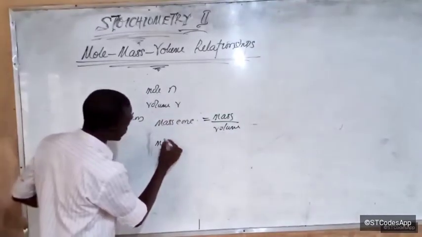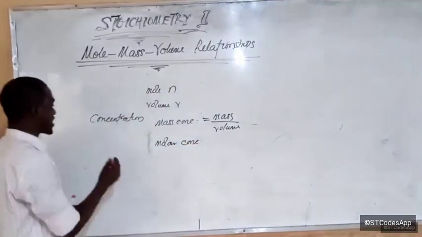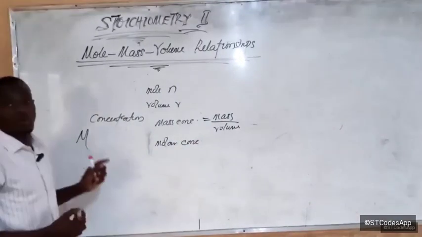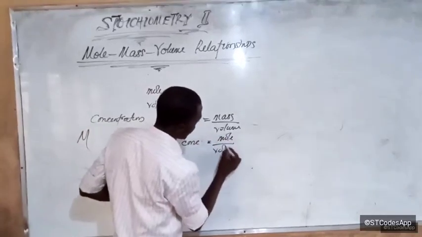And molar concentration in standard solution is given as molarity. You see, 2 molar means 2 moles per dm cube. So it means mole over what? Over volume. Is that okay?